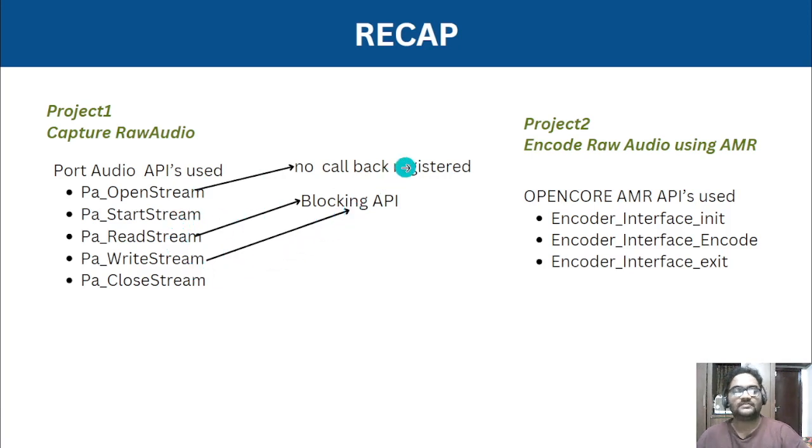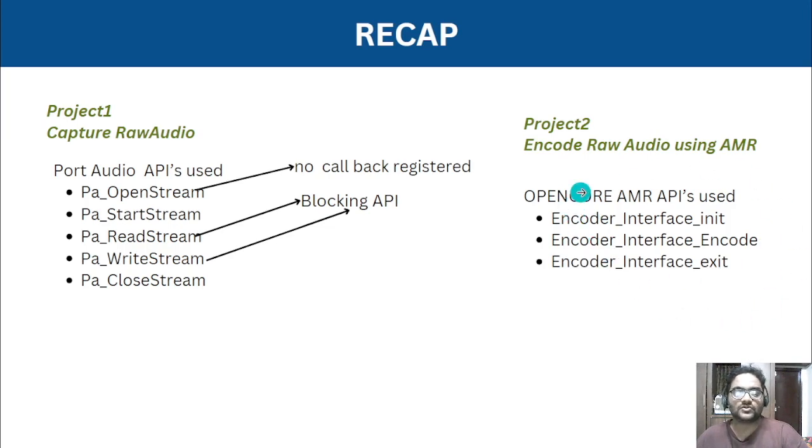I will mention the specific terms. Of course, most people know about blocking APIs and non-blocking APIs, but I will give a quick intro on what a blocking API is and what a non-blocking API is. And project 2 is about capturing and encoding the raw audio to AMR format. Here we are using OpenCore AMR, and these are the APIs we are using.